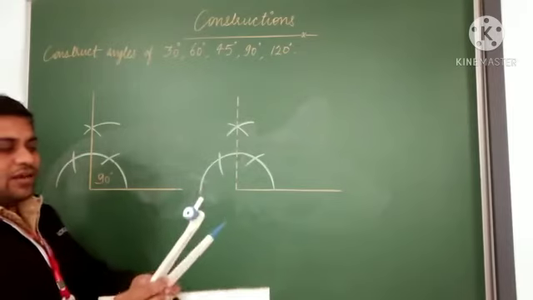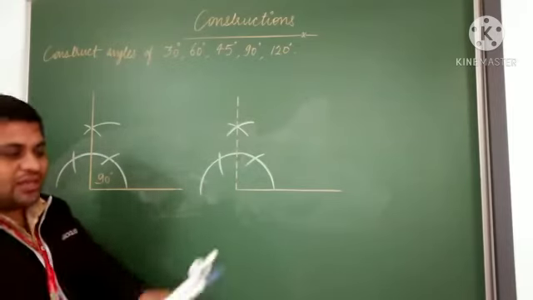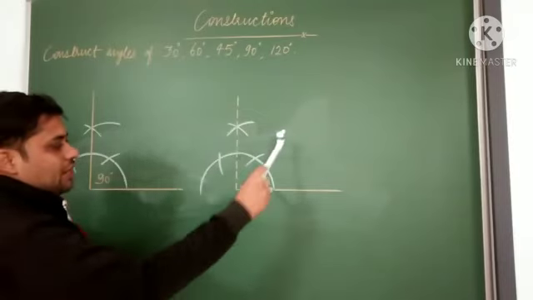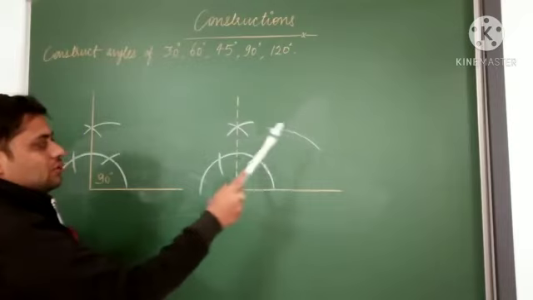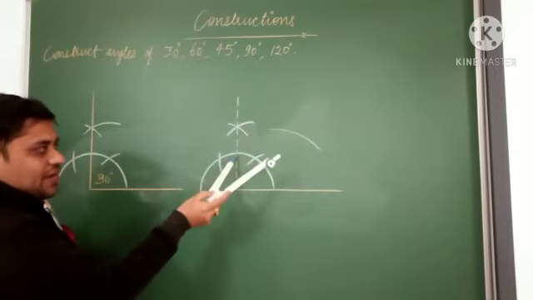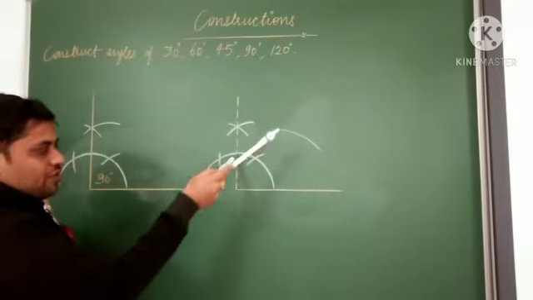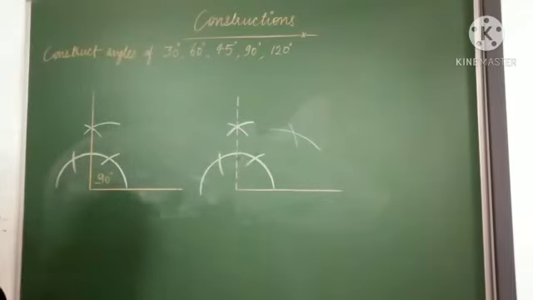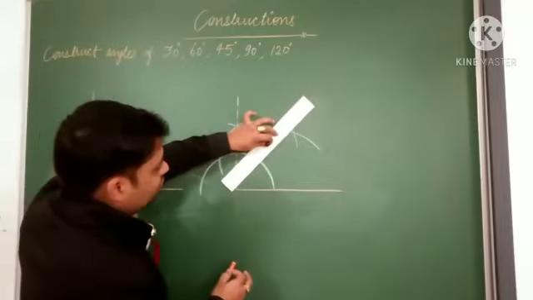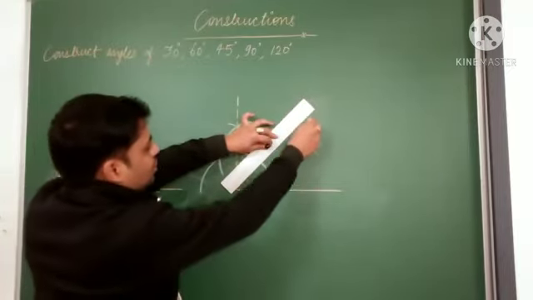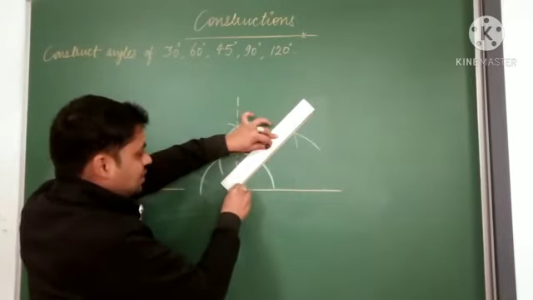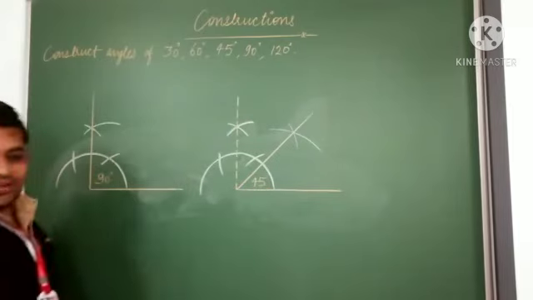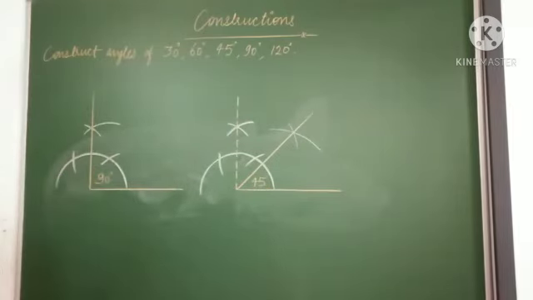To bisect this angle, we will open this compass a little bit more. We will keep it at the starting point and cut an arc, and from this point, see very clearly, we will cut one more arc on the previous arc and join this intersection point from the initial point. This is the bisector of 90 degree. It means this particular angle will be 45 degree.